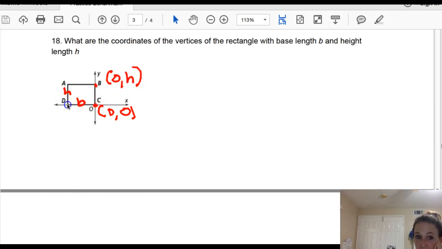All right, now let's find point D. I know the length is b, so I'm going to go this way in the negative direction b. So this point is going to be (negative b, 0), I go up nothing, up 0. And then this point here, I go back this length b from 0, in the negative direction, and then I go up h. So this will be (negative b, h), and I'm finished. That's just making sure you can label coordinates in terms of variables, not numbers.